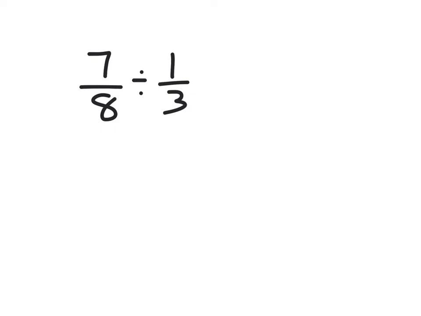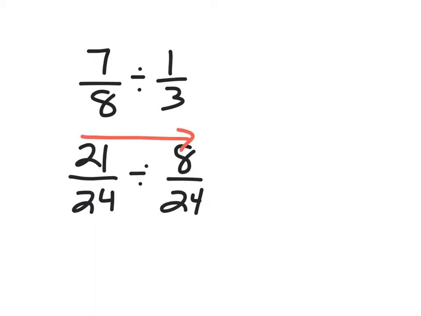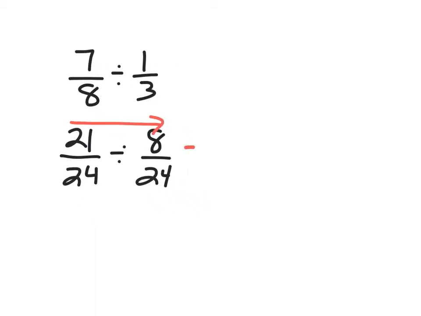If I have 7/8 divided by 1/3, I'm going to find a common denominator, which is 24. We have 7/8 equals 21/24, and 1/3 equals 8/24. I now am going to divide across my numerators, and I get 21 over 8.